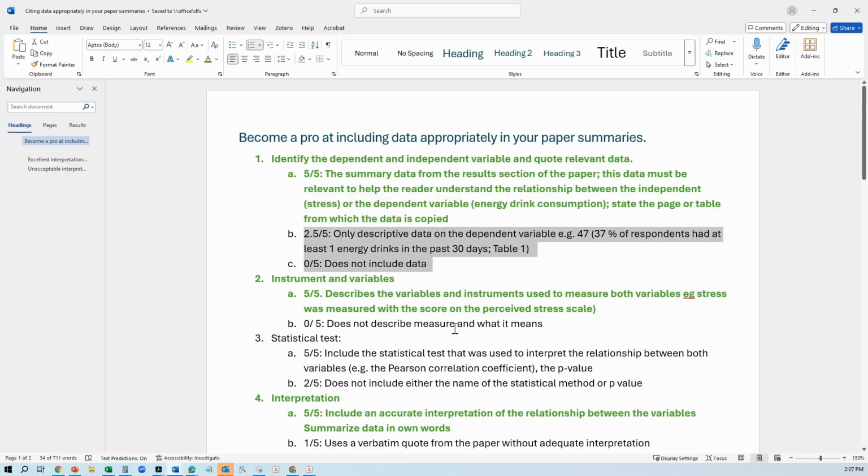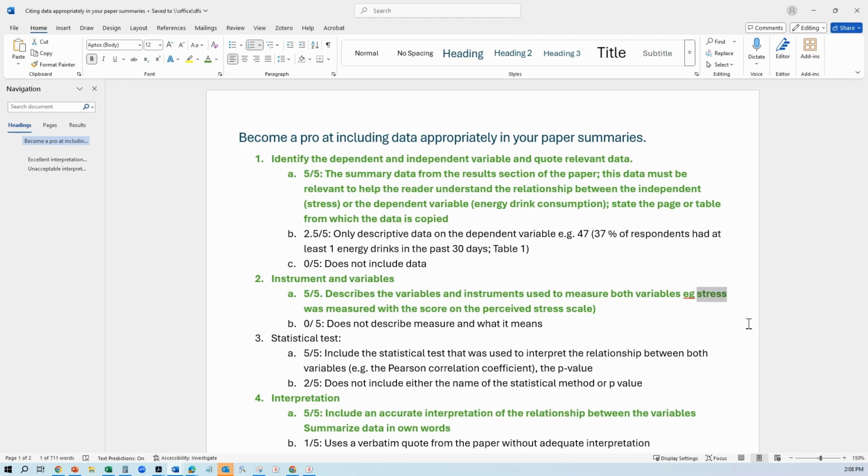And then these are the other things to include. So the instruments, I just talked about that. Let's not just say stress was higher in men versus women, or stress was higher in those who drank energy drinks and those who did not. Or actually, in this case, people that were more stressed drank more energy drinks. While that may be true, they did not really measure stress. They measured the perceived stress scale, which is indicative of stress, but it's not stress that they measured.